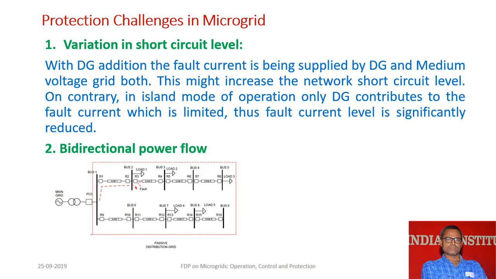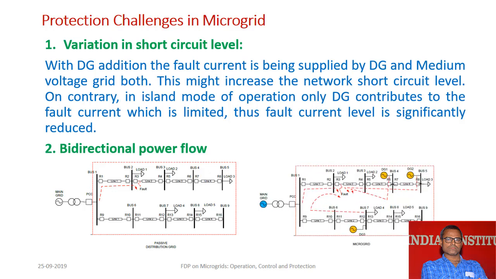So you can see here, this is a passive distribution grid, where if a fault occurs, if it is grid connected, obviously the direction will be different, and in the isolated mode, the current direction will again be different if the source is not here. Now coming to here, a microgrid system, the active distribution grid.